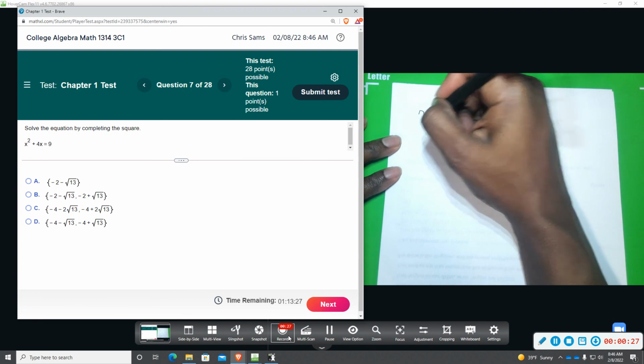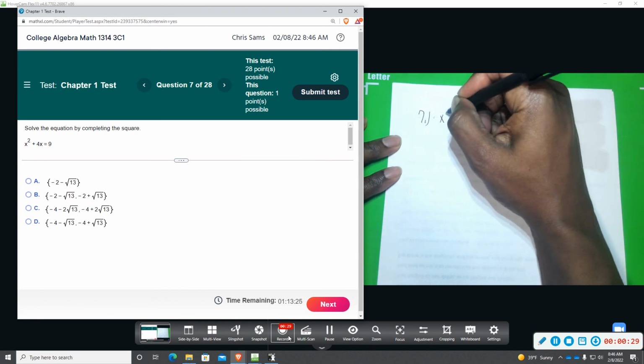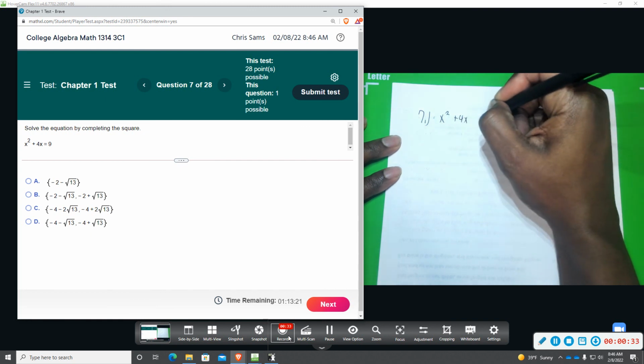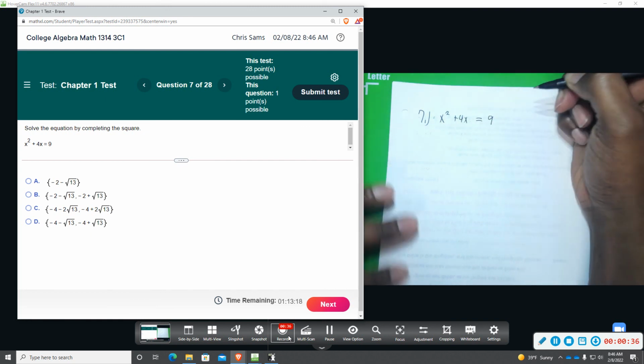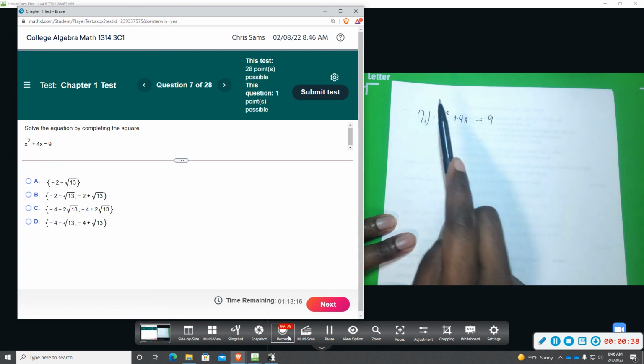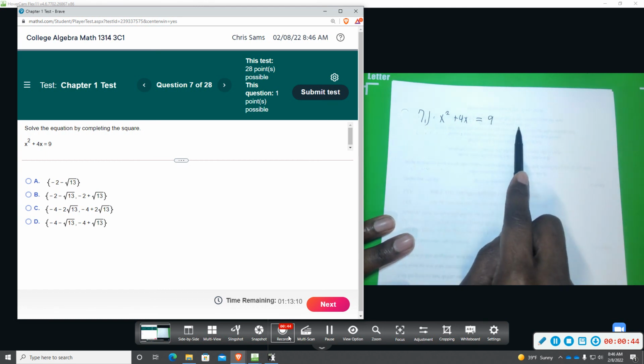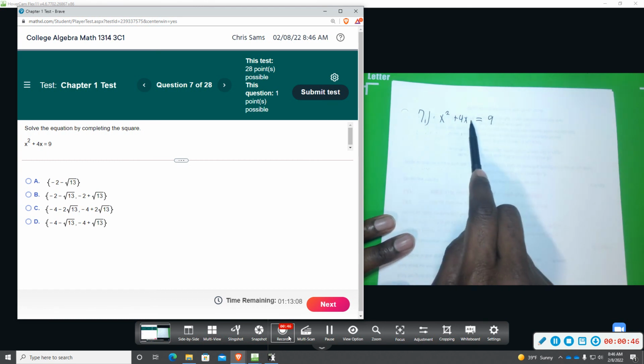it's number 7, x squared plus 4x equals 9. Okay, so whenever you complete the square, you want to make sure your leading term is positive and a 1. If there's a number here, you got to divide it out. So once you do that, you then move the constant to the other side.